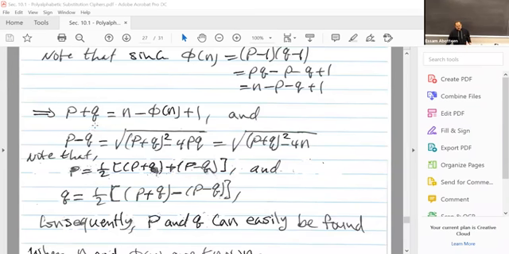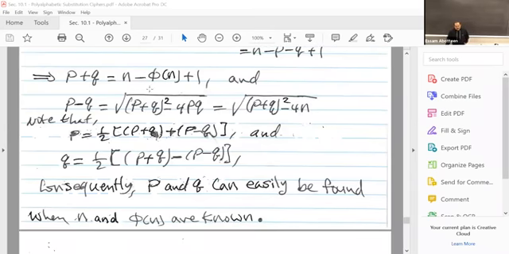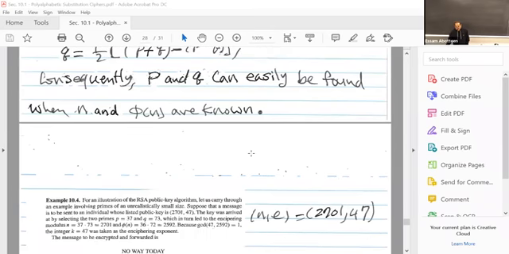And these P plus Q and P minus Q are written in terms of N and phi of N. Again, assuming that we know N and wanted to find phi of N from that and E. Consequently, as you can see, P and Q can easily be found when N and phi of N are known. So if I know N and phi of N, then we can find P and Q from this set of equations. And of course, it's the same thing: it means either factoring or we need to know phi of N. So there is no other alternative to be able to find P and Q.